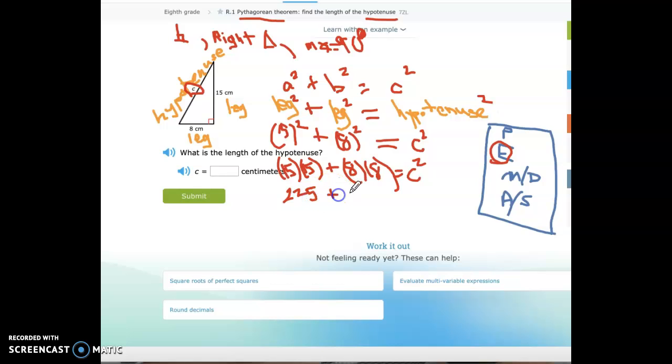And 8 times 8, who knows it? Anyone know the answer? Yeah, you're right. 64. On here, next step is to add or subtract left to right. So I've done the multiplication. I'm on to adding and subtracting.